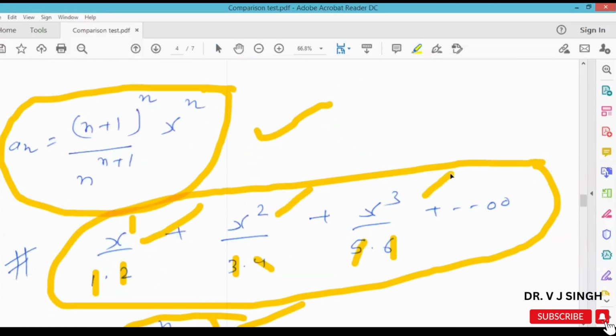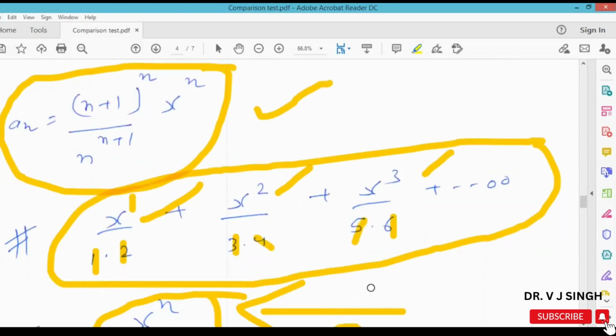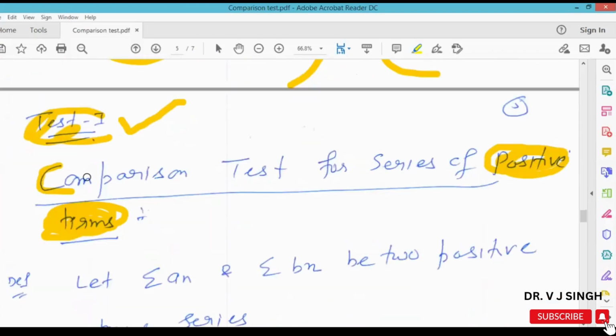This is positive, meaning all the terms are positive. Either all the terms are positive, or all can be negative, and taking the negative common makes them positive. So these tests are applicable only for positive term series. It is clearly mentioned: positive term series. So what is the comparison test?